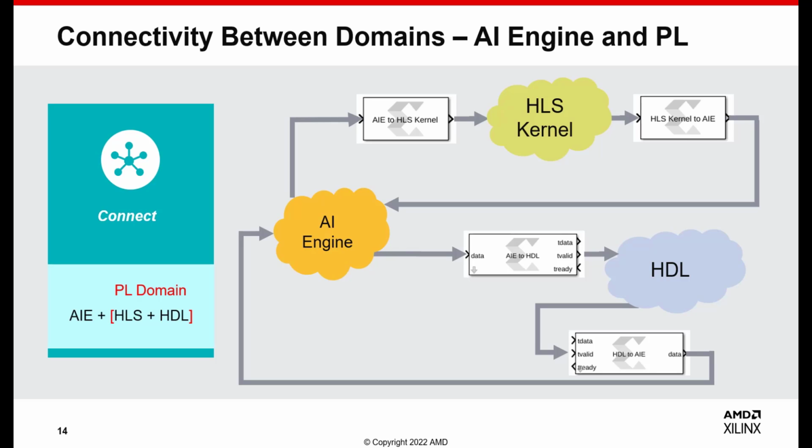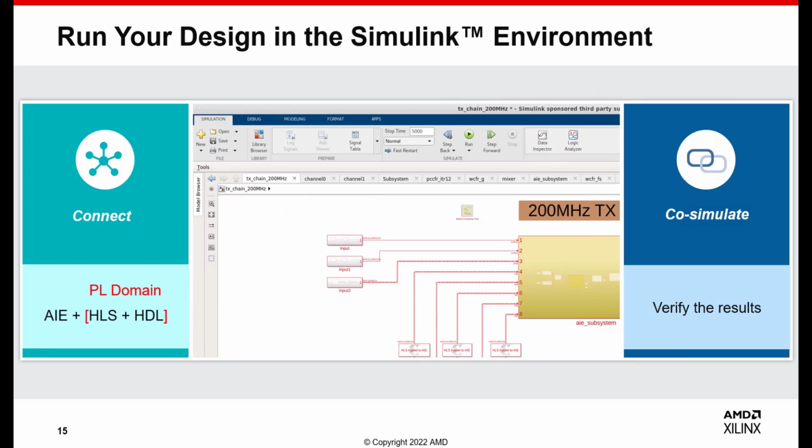You can co-simulate a heterogeneous system that includes AIE and PL blocks. You can directly use optimized AIE, HLS, and HDL blocks from the library browser, or import code as blocks and then seamlessly connect all the AI Engine blocks with HLS kernel blocks, or connect AI Engine with HDL blocks. Once the connection is done, you can co-simulate the AIE plus PL blocks and verify the results.